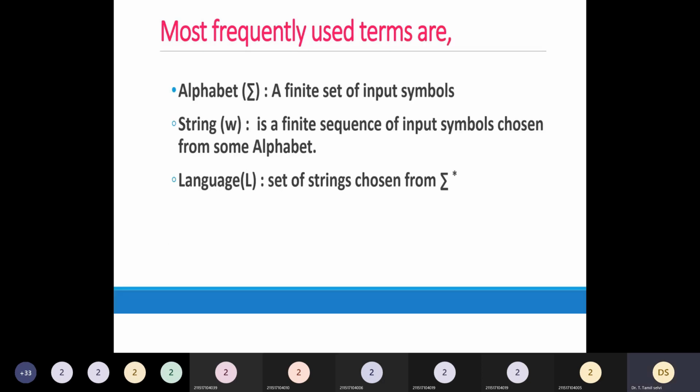So before entering into the subject, we have to know some basic concepts. These are the key terms, the most frequently used terms in theory of computation. The first one is alphabet. Alphabet is nothing but a finite set of input symbols. Coming to string, a string is a finite sequence of input symbols chosen from some alphabet. And language is nothing but a set of strings chosen from the alphabet.